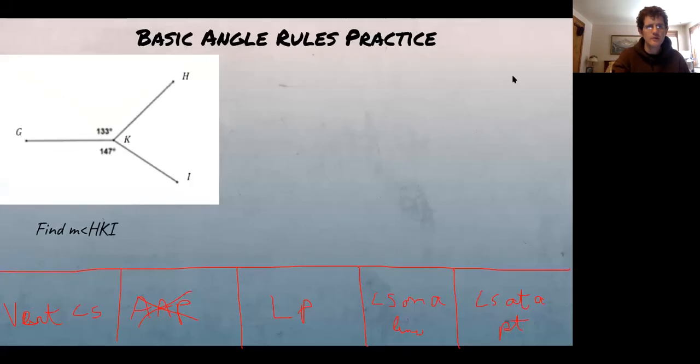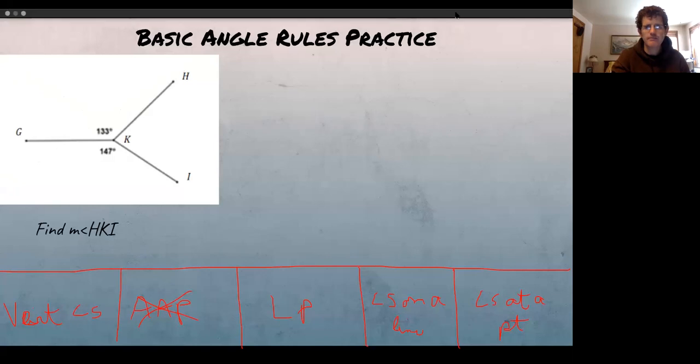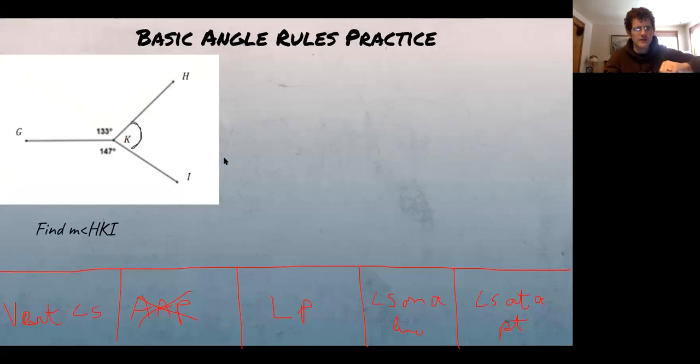So next problem right here, the first thing I want you to do is identify where angle HKI is. You can just draw an arc for that. Very good. So we've got angle HKI marked here. You can see H down to K over to I. So the next question is, which rule are we going to use in order to solve for the measure of angle HKI?